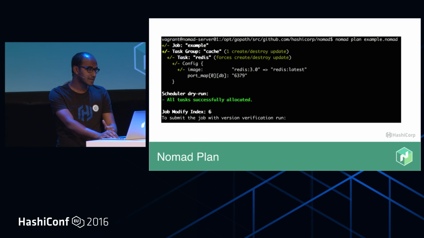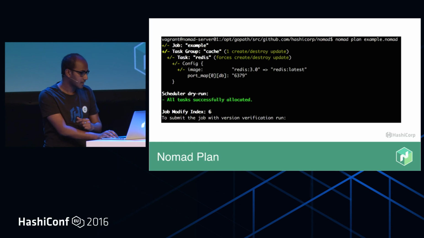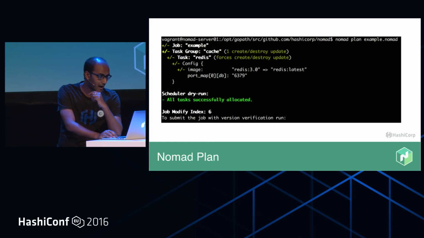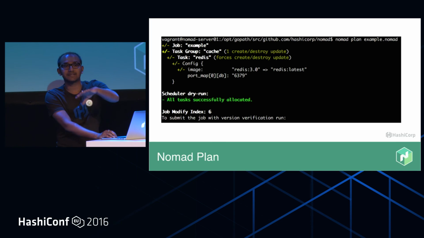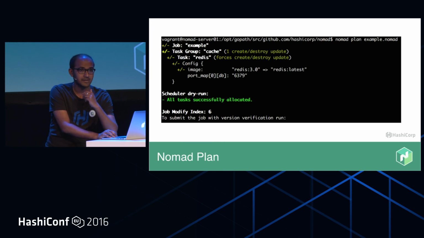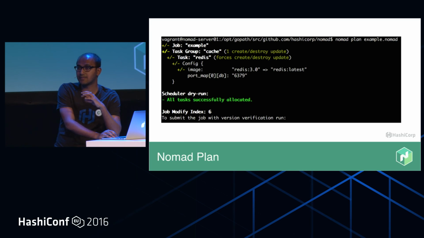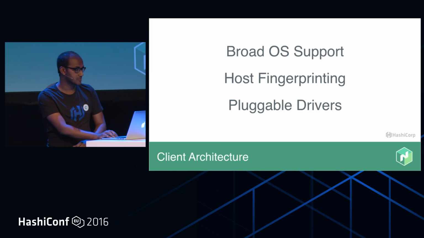So for example, in this, the Nomad plan is saying that I upgraded Redis from Redis 3 to the Redis latest. And it's going to be an update which is not going to be in place. So we are going to be destroying existing Redis nodes, and we are going to be creating new Redis nodes because you're changing the binary. So something like this is really important if you want some amount of determinism, if you want some amount of idea what the scheduler is going to do.